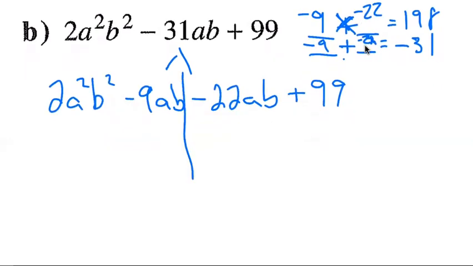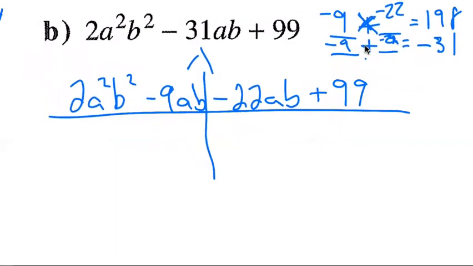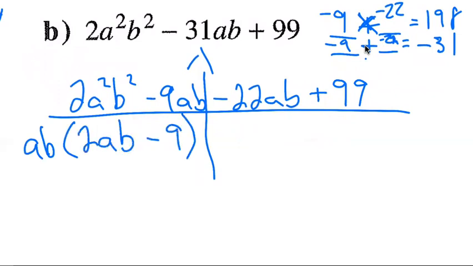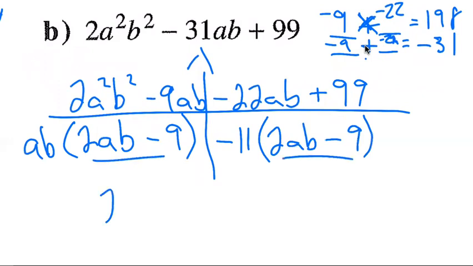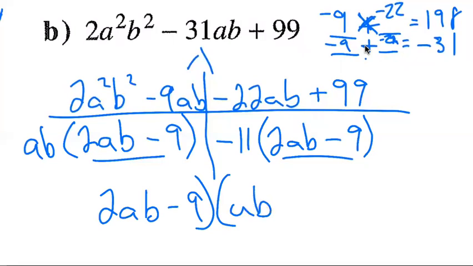Draw your T for your T factor, or factor by grouping. Greatest common factor of 2a squared b squared and 9ab is going to be ab. That's going to give me 2ab minus 9. And then over here, it's negative, so that's going to be a negative 11, which gives me 2ab minus 9 again. Same. So it's 2ab minus 9 and ab minus 11.